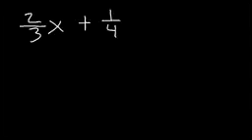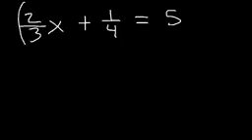Here's another one. 2 over 3x plus 1 over 4 is equal to 5. What should we do if we need to solve a linear equation that contains fractions? What you want to do is clear away all the fractions. So we need to multiply both sides by a number that is going to get rid of the 3 and the 4. So what is the least common multiple of 3 and 4? 3 and 4 can go into 12. 3 times 4 is 12. So let's multiply both sides by 12.